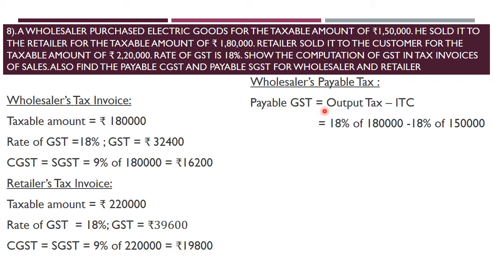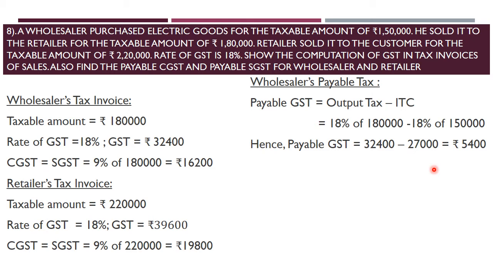That is, payable GST is equal to output tax minus input tax credit. Now output tax will be 18% of the amount at which the goods were sold, that is 18% of 1,80,000. The goods were purchased by the wholesaler at 1,50,000, so on that, if you apply the rate of GST, you will get the input tax credit. So 18% of 1,80,000 minus 18% of 1,50,000 will be the payable GST. That will be rupees 32,400 minus 27,000, which is rupees 5,400. So payable GST for the wholesaler is rupees 5,400.